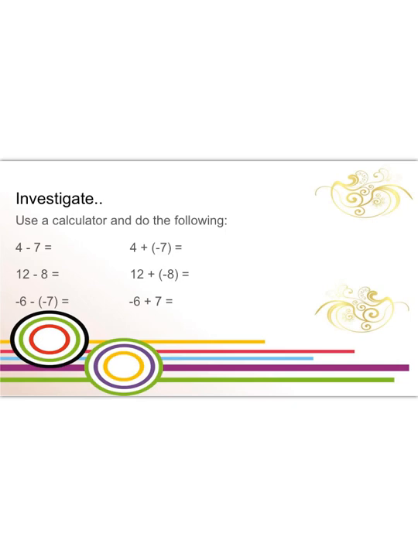All right, so I want you to use a calculator and solve each one of these. Pay attention to any patterns that you see. All right, did you notice that 4 minus 7 is negative 3, but so is 4 plus negative 7? Did you notice that 12 minus 8 is 4, but so is 12 plus a negative 8? And did you notice that negative 6 minus negative 7 is a positive 1, but so is negative 6 plus 7?